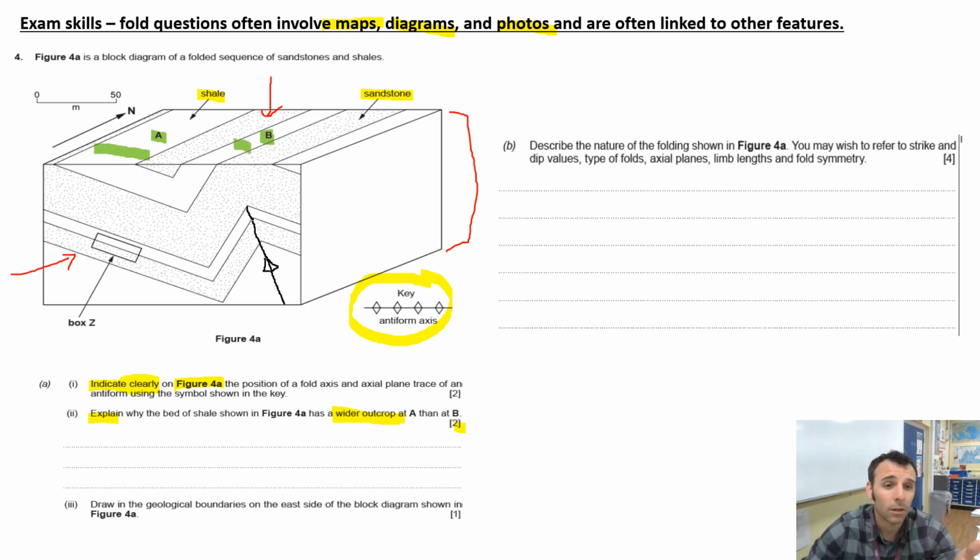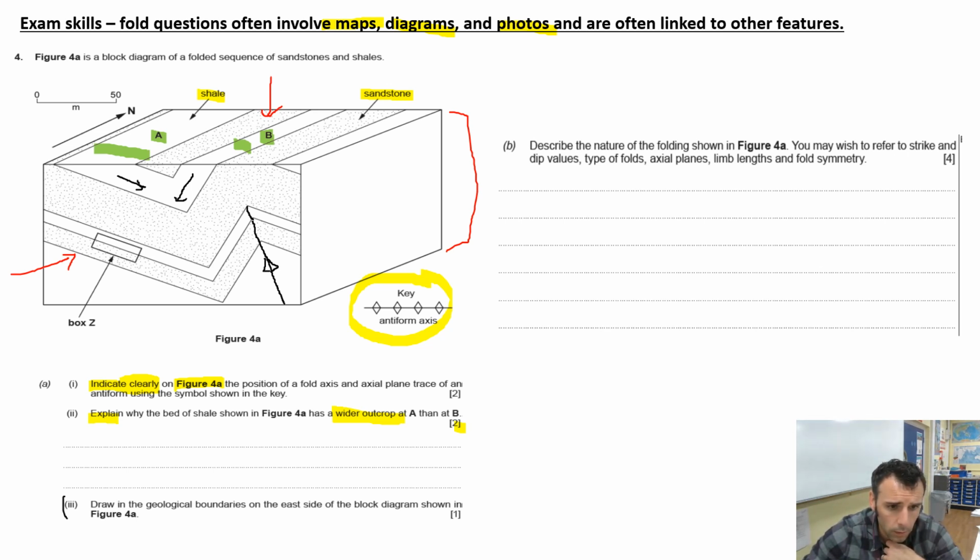Now use what they've given you. It's clear there is a difference between those two, and if you're not quite sure, look at the actual angle here. So there is clearly a difference in dip angle there to the dip angle going down in this direction. So that is going to be key in your response to that one.